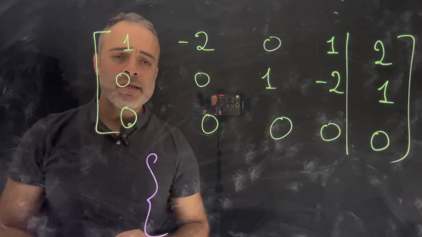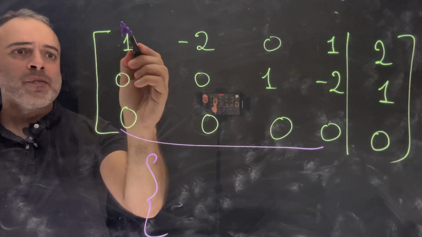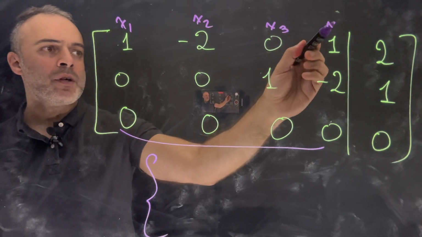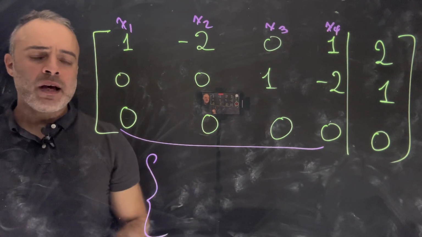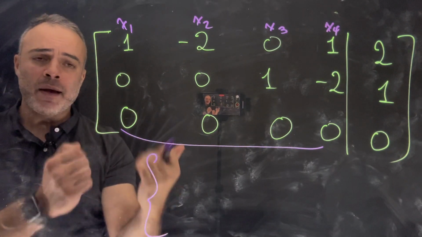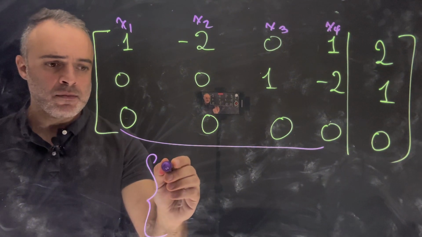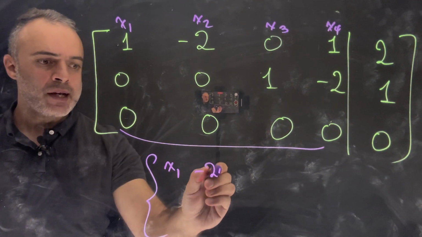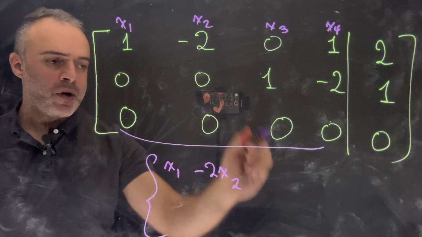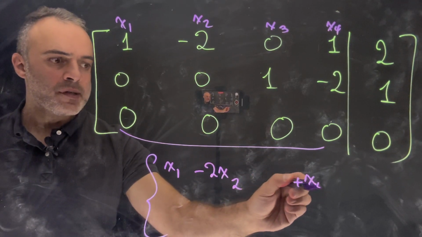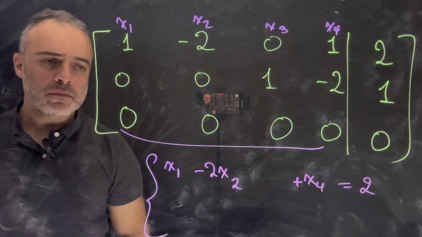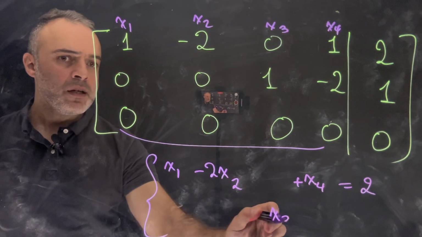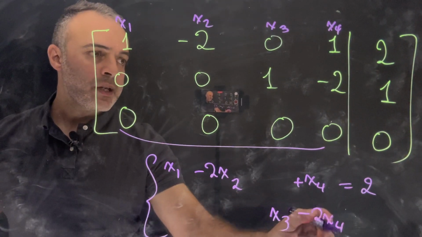Let's say we have this system. Let's assume that the variables are x1, x2, x3, and x4. Let us convert it back to the linear system form. So x1 minus 2x2 plus 0x3 plus x4 is equal to 2. And 0x1, 0x2, x3 minus 2x4 is equal to 1.